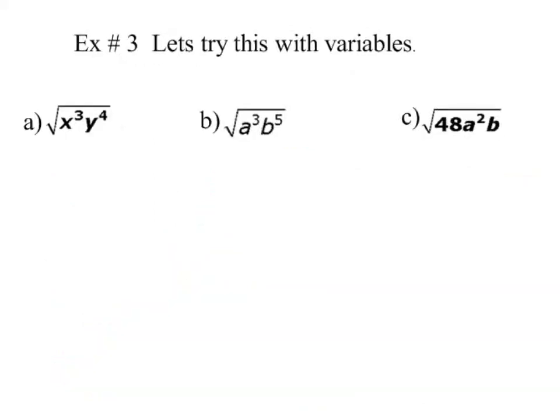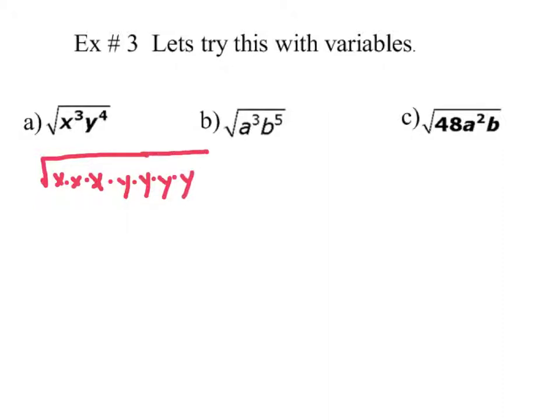This same thought process can be used when there are variables involved. To do this, we again pull everything apart. So for instance, for our first example, the square root of x cubed times y to the 4th, I would break this down into x times x times x, that's my x cubed, times the y to the 4th would be y times y times y times y.